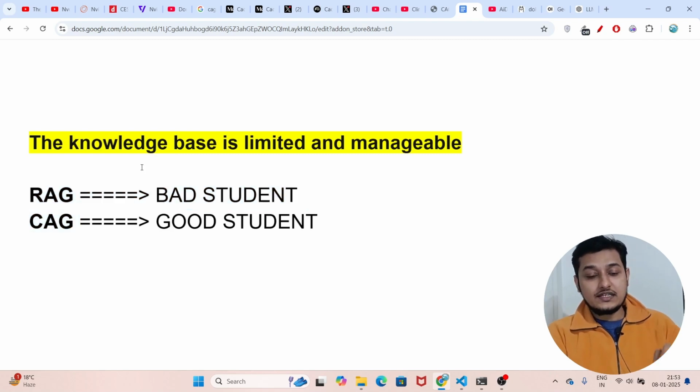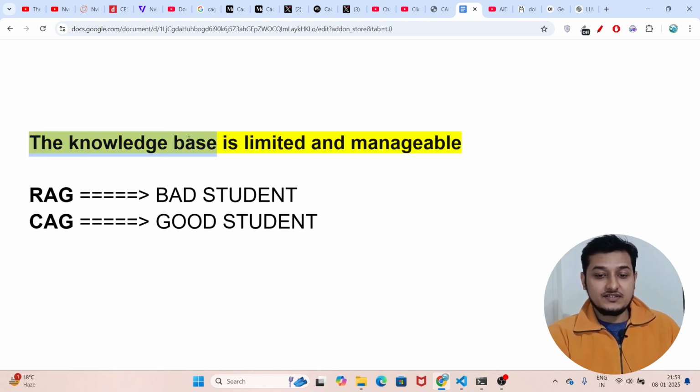Now there is an important concept that you have to keep in mind, the knowledge base. See here, I have written the knowledge base is limited and manageable. Suppose you have a predefined knowledge base, like a predefined PDF, and you upload that PDF or use that PDF as a database or knowledge base to prepare any LLM model or anything. In that case you have to use this CAG. So what does CAG do?